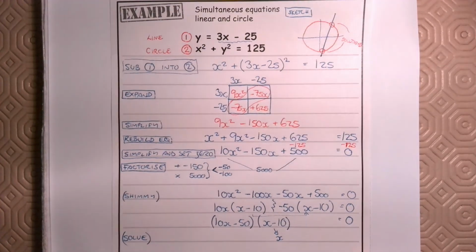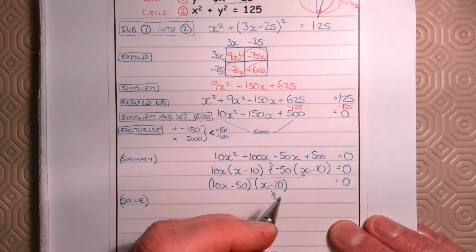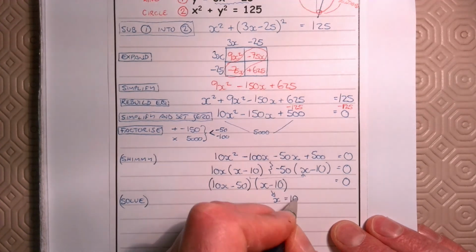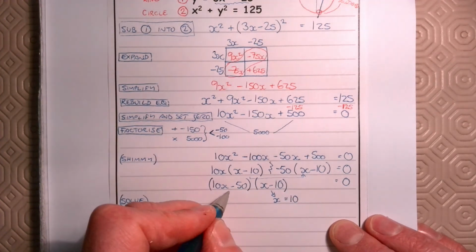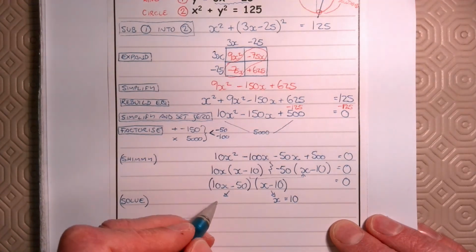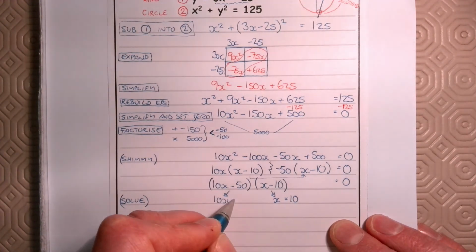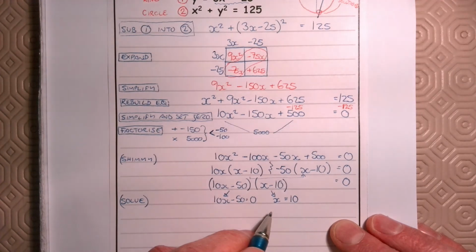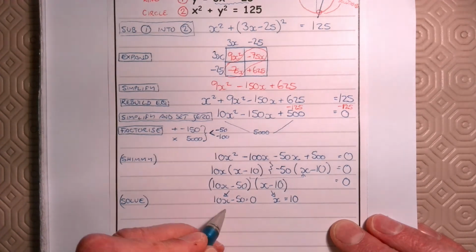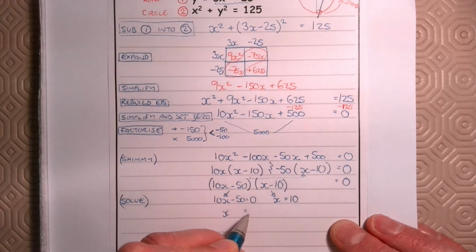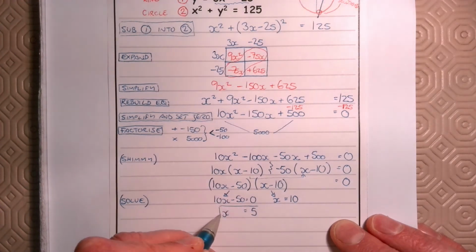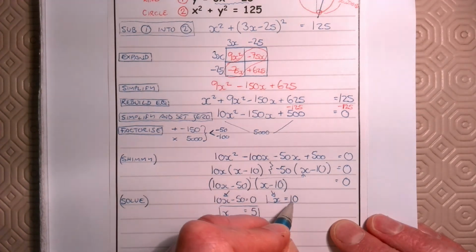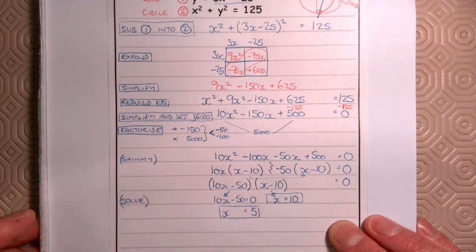So I'm about to fall off the bottom of my paper. So that is going to be x is equal to 10, because 10 minus 10 is 0. And out this way, I'm going to have 10x minus 50 is going to give me 0. So of course, if I add the 50 to both sides, then 10x is 50. Divide through by 10 both sides, x is going to equal 5. Okay, so we've got an answer for x here and an answer for x here. So we've got 2 answers for x.